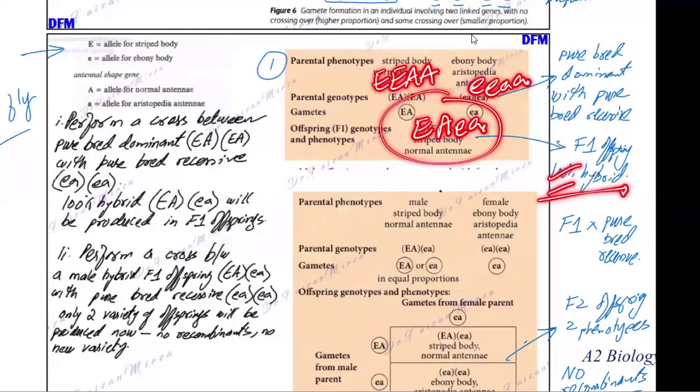This is the F1 offspring. The next thing we can do is cross this F1 offspring with a purebred recessive.